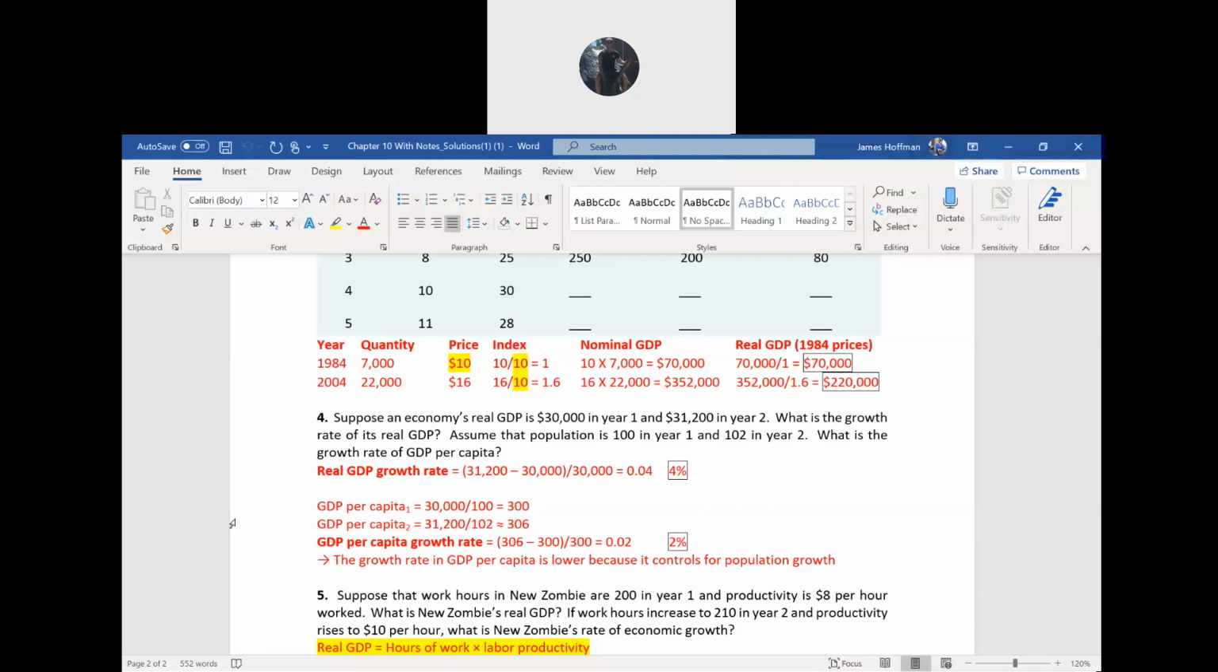Okay, so to get the change or the growth rate in real GDP per capita, let's look at the per capita terms. What's the change from going from 300 to 306? GDP per capita growth rate is the new value of 306 minus the old value of 300 divided by 300. So again, the new value minus the old value over the original. And that gives us 0.02, which in percent terms is 2%.